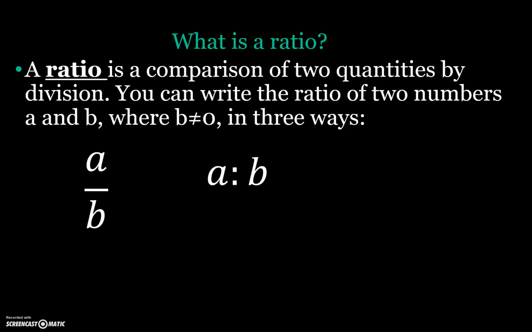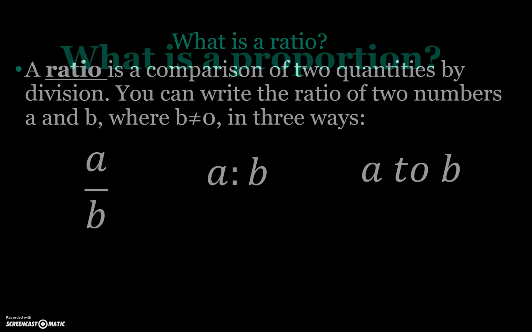So these are usually numbers, just so you are aware. And the last way is kind of written out in words, A to B. This could be written out in your instructions. Say, the ratio of rocks to pebbles is 6 to 5. And it would have wording like that used in your directions or your word problem. And you're going to see one very soon.